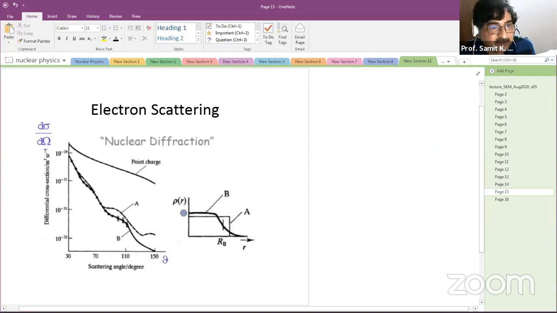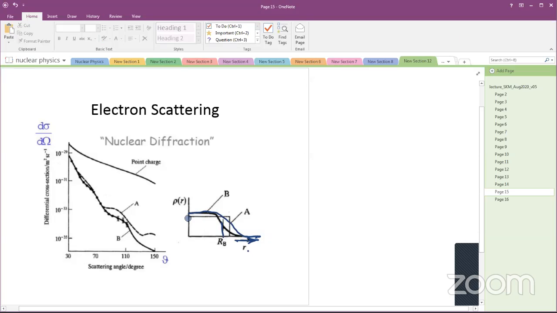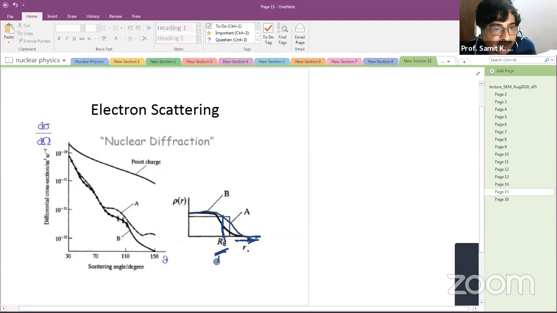Here you can see the nuclear density distribution. If you plot it with r on the x-axis and the density on the y-axis, from there you can see this is the radius of the nucleus, which is called the half radius, generally called the half radius of the nucleus, which is the point here.